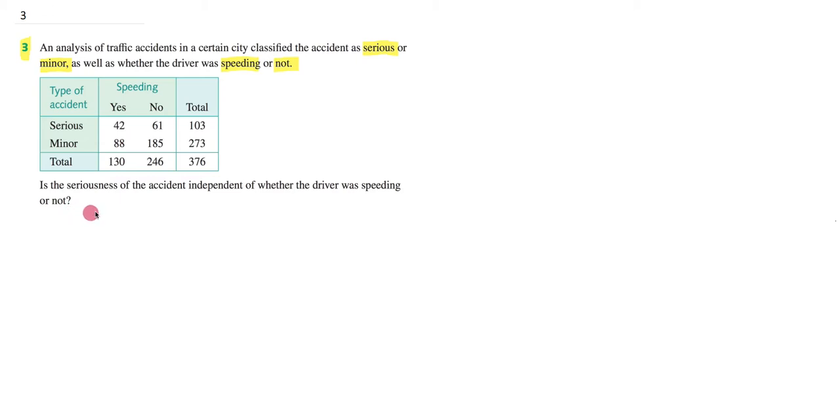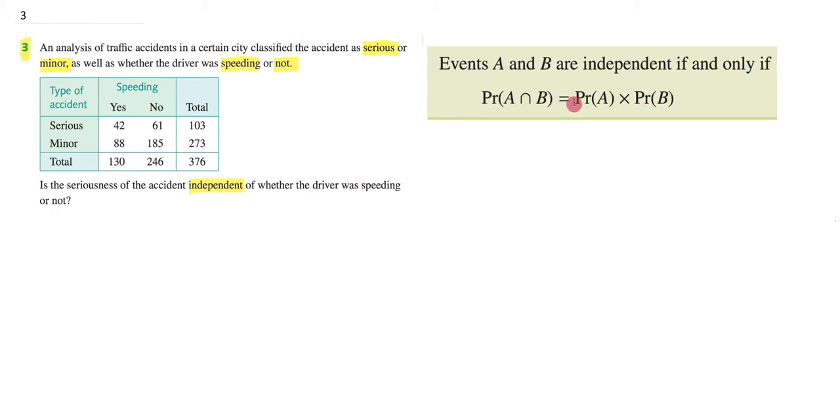The most important word in this question is independent. And as soon as you see that word, immediately what should pop into your head is this. Events A and B are independent if and only if the probability of A intersection B equals the probability of A times the probability of B. This is immediately what you should think. If this statement is true for this question, then yes, they are independent events. But if not, then they aren't going to be independent.